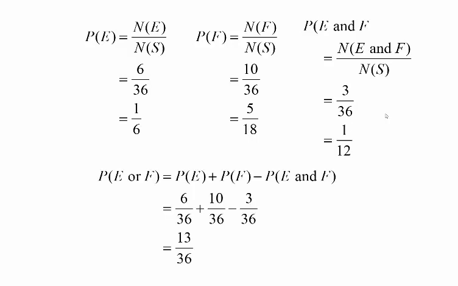So in this case, because these events can happen at the same time, the probability of E or F is equal to the probability of the first event, plus the probability of the second event, minus the probability that these events will happen at the same time. So it's 6 out of 36 plus 10 out of 36 minus 3 out of 36, which simplifies. 6 plus 10 is 16, minus 3 is 13 out of 36.